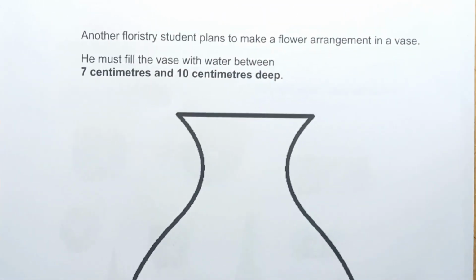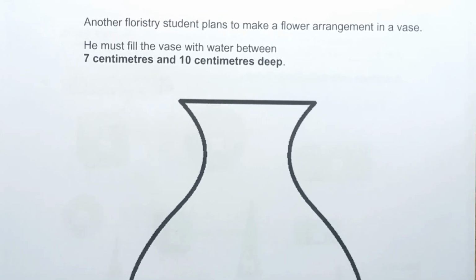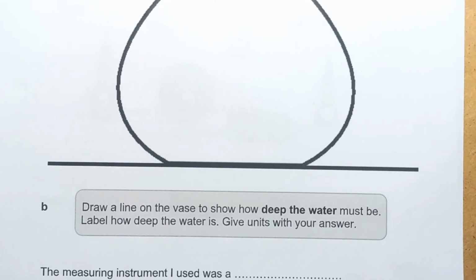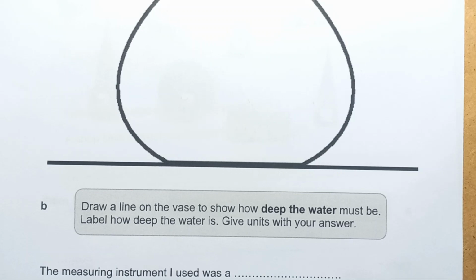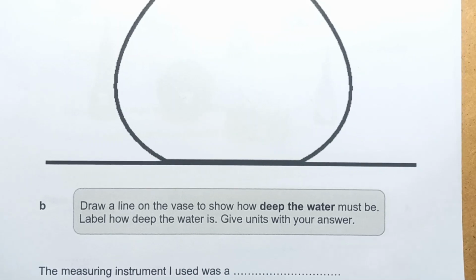Okay. Another, oh sorry, let's pull this down a bit so you can see. Another floristry student plans to make a flower arrangement in a vase. He must fill the vase with water between 7 centimetres and 10 centimetres deep. There's our picture of a vase. It doesn't quite fit on there. Draw a line on the vase to show how deep the water must be. Label how deep the water is. Give units with your answer.